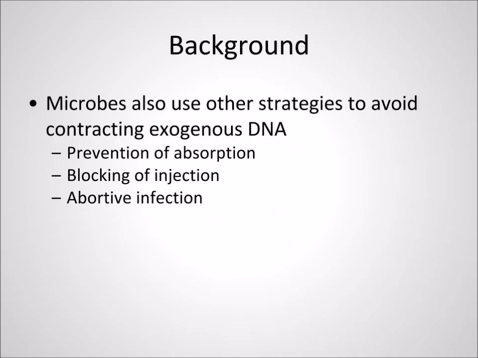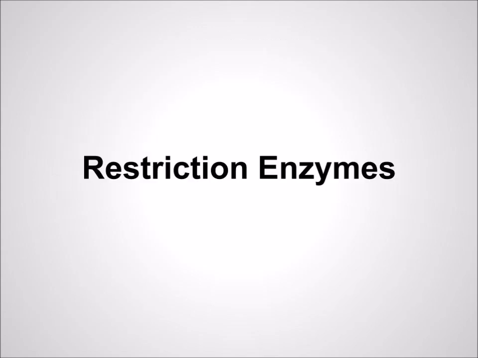Microbes also use other strategies in order to avoid contracting exogenous DNA. This is in addition to their innate immune system. Some of these include prevention of absorption, blocking of injection, and abortive infection. Now let's talk more specifically about restriction enzymes.